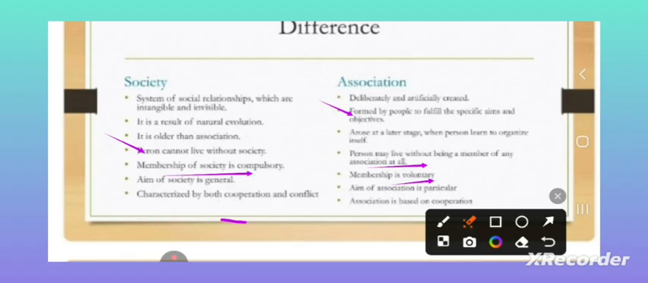Society is characterized by both cooperation and conflict. Both can coexist because society is diverse. Membership is voluntary. Association is more particular. Association is based on cooperation.